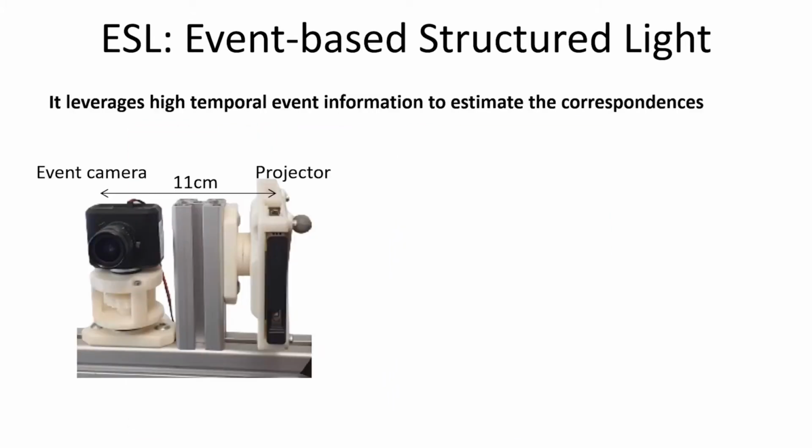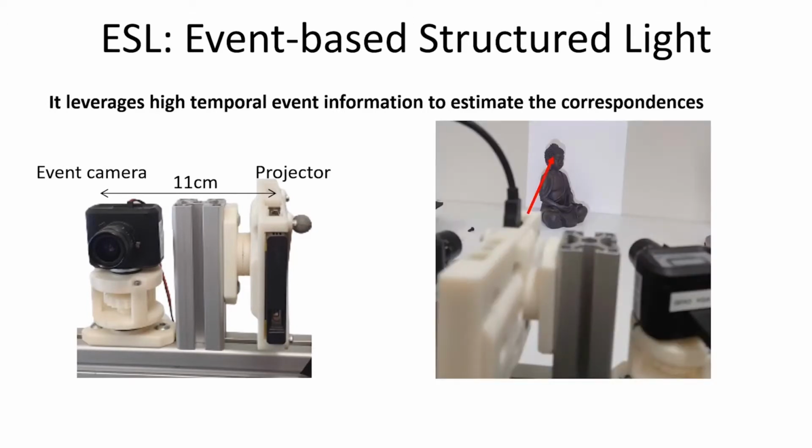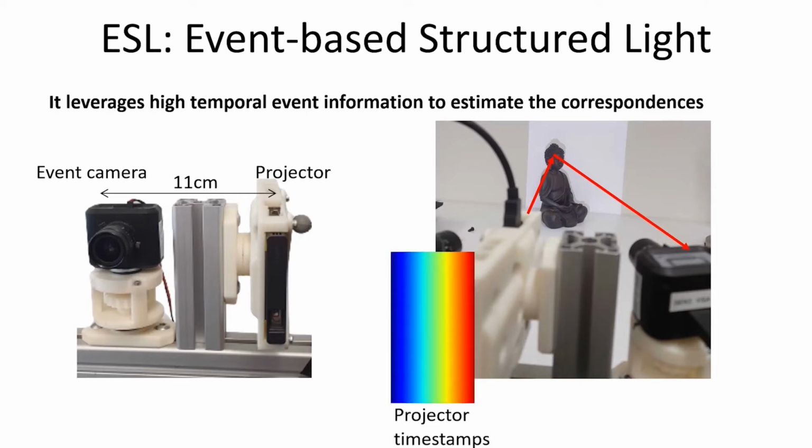ESL works by combining an event camera with a laser point projector. The projector illuminates the scene 1 point at a time in a raster scanning fashion. This change in illumination triggers an event in the event camera. For 1 scan interval, the projector traverses each of its pixels at a precise time, which allows us to define a time map over the projector plane.